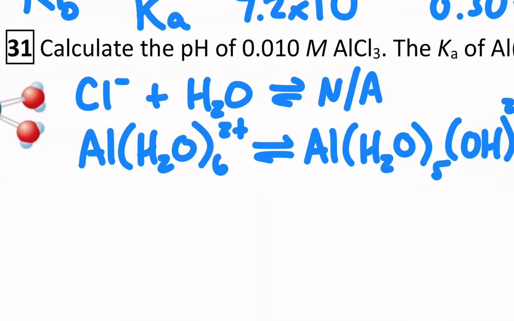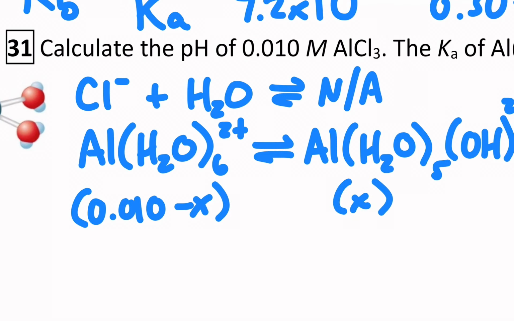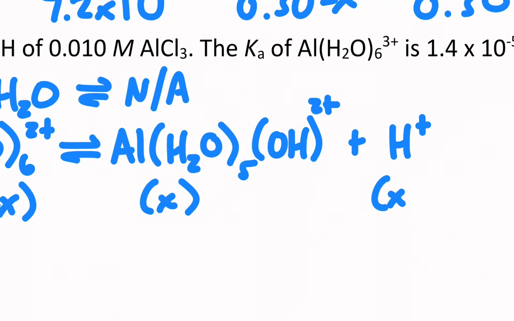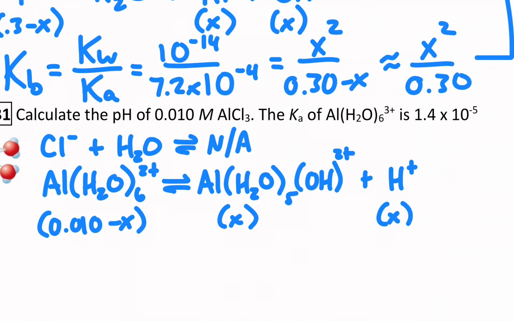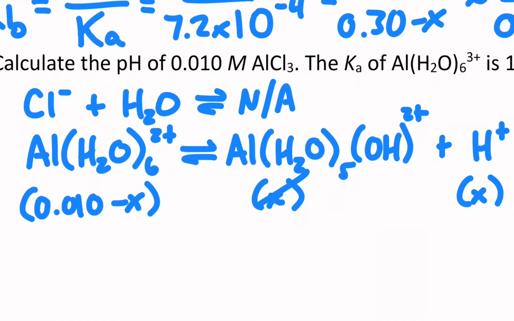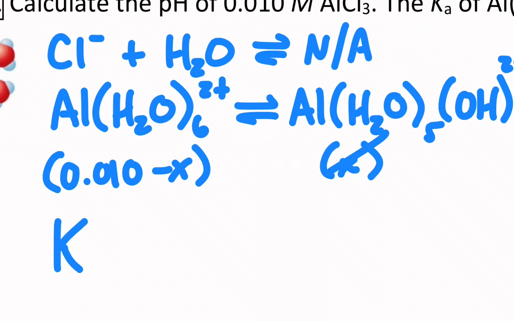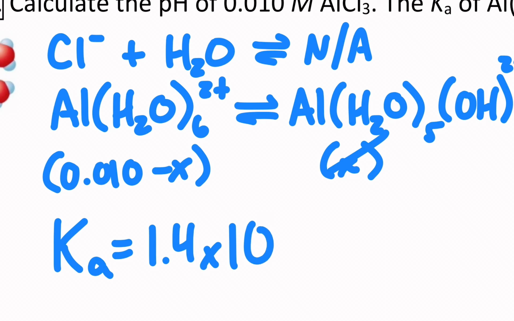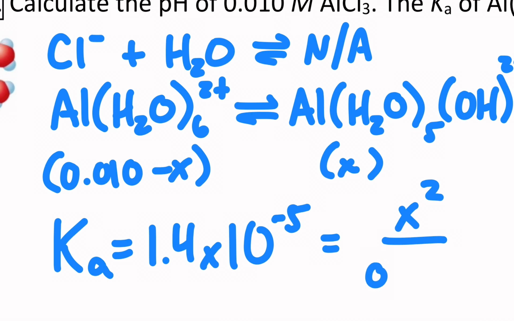So I have 0.01 molar minus X of the starting compound. I have X of its conjugate base, and I have, most importantly, X of the H+. And that's a Ka, so I can just use the given Ka. Ka is 1.4 times 10 to the negative 5. And I can set that equal to X squared all over 0.010.